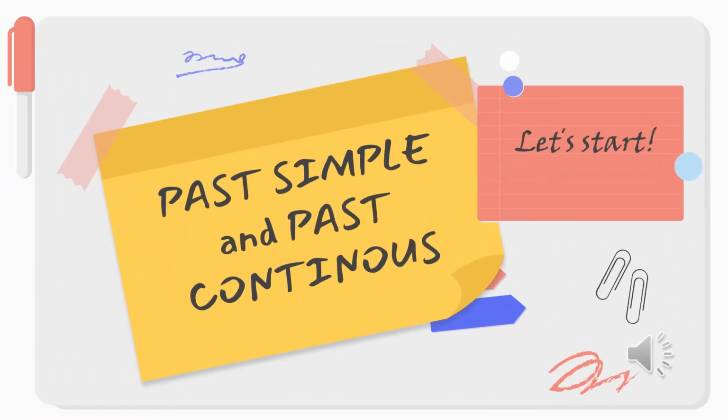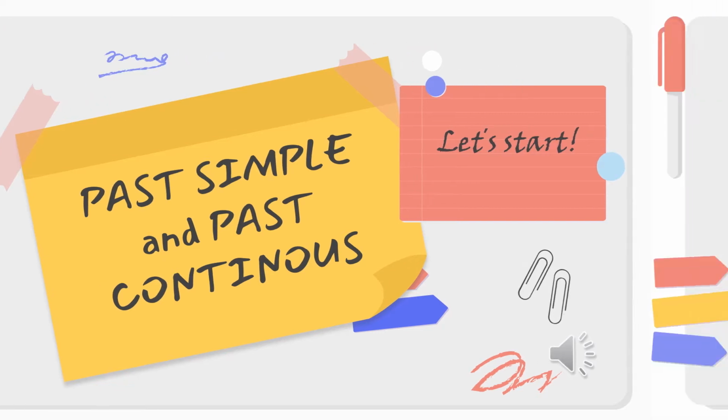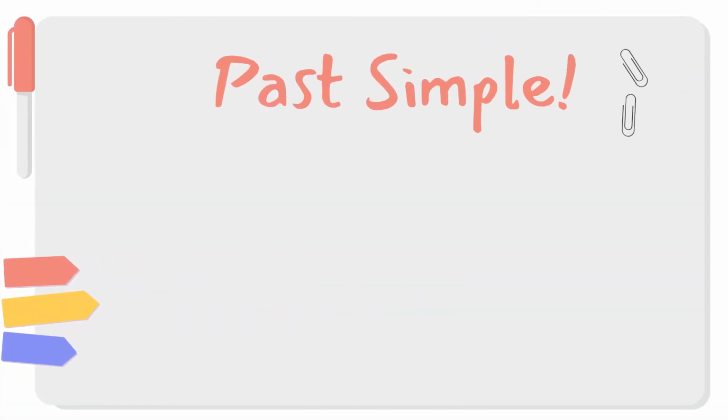This part of the lesson is about the past simple and past continuous. Let's start with the past simple. First, a brief review about the grammatical structure of this tense. To conjugate the past simple, we have to bear in mind that there are two types of verbs in the past.